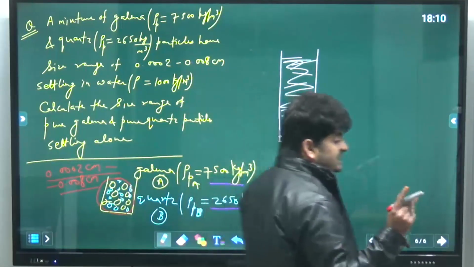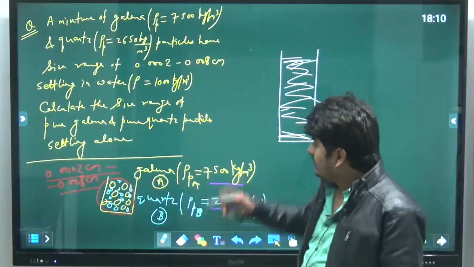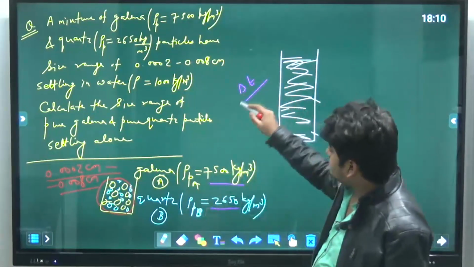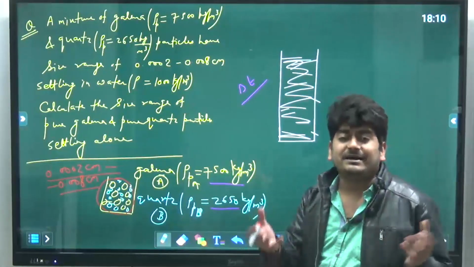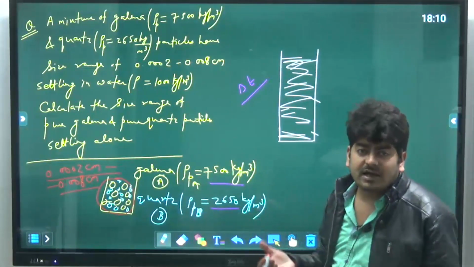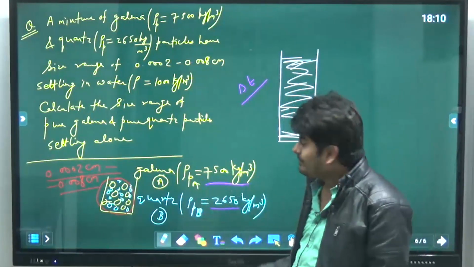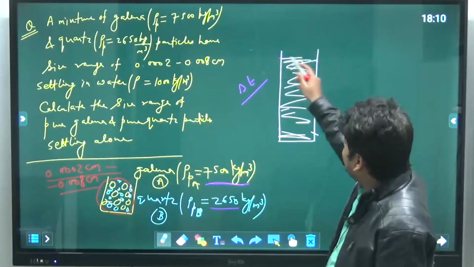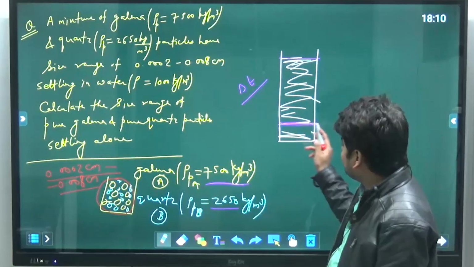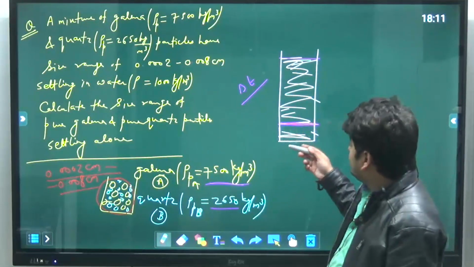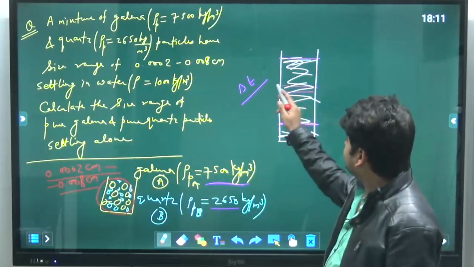So since the settling velocity of galena particle is high, so obviously for some delta t, for some time interval delta t, the distance covered by the galena particles will be more as compared to quartz particles, because their settling velocity has to be high. So it means all particles are starting from here, so galena particles will reach the bottom first, as compared to quartz particles. Okay.